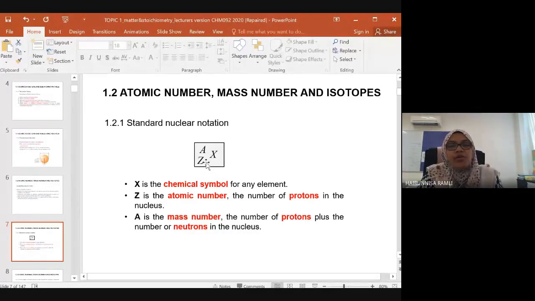I think this class is more on revision, to revise what you have learned previously. So X is the chemical symbol for the element. It can be an atom or an ion. Z is the atomic number, or we call it the proton number. And then A is the mass number, or I know usually before this you called it the nucleon number, right?